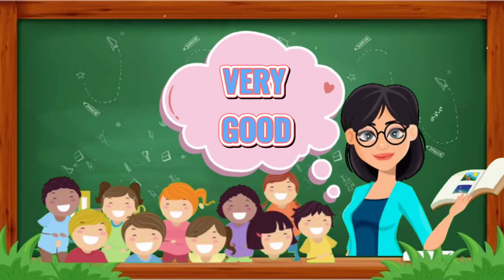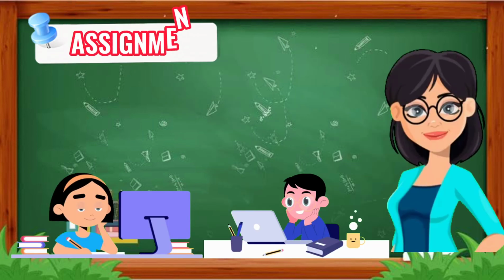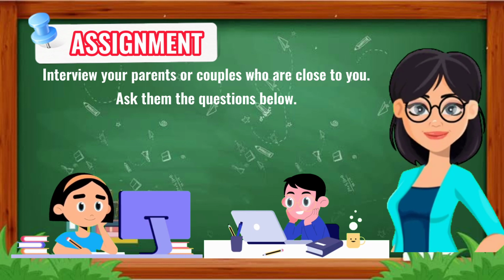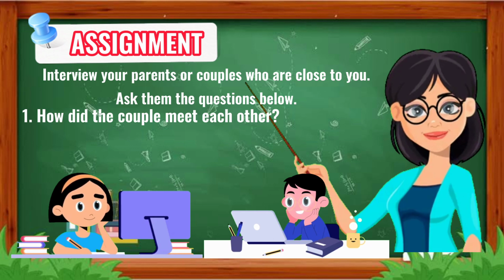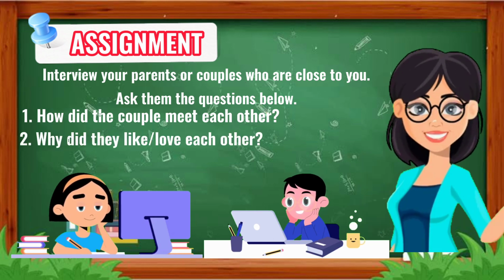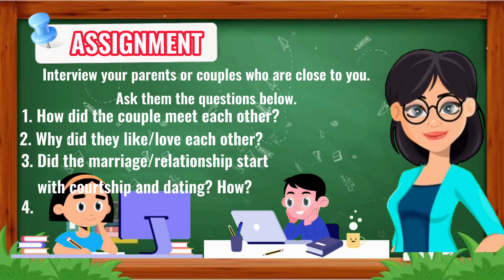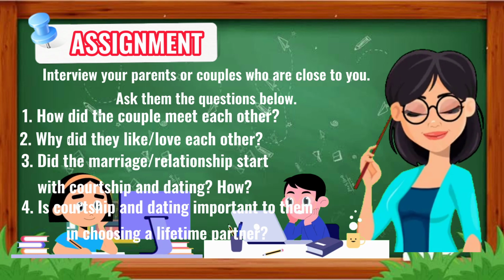Very good. It's nice that all of you understand our lesson for today. For your assignment, interview your parents or couples who are close to you. Ask them the following questions. Number 1. How did the couple meet each other? 2. Why did they like or love each other? 3. Did the marriage or relationship start with courtship and dating? How? 4. Is courtship and dating important to them in choosing a lifetime partner?